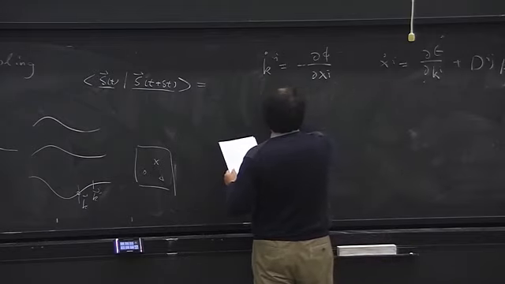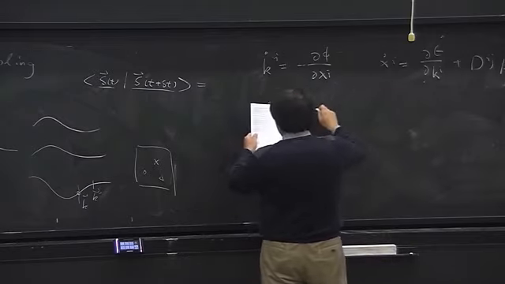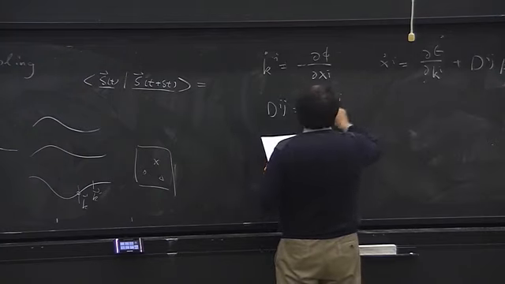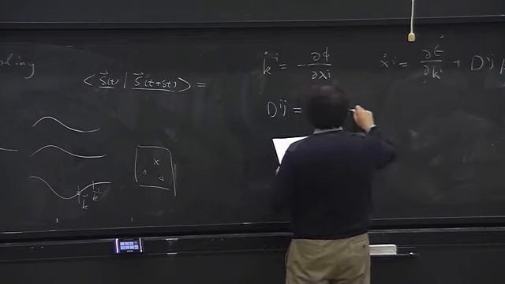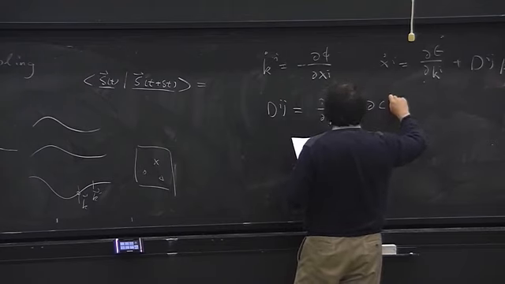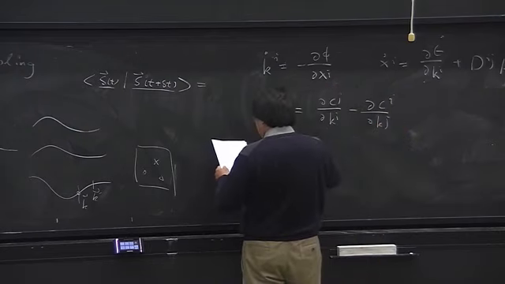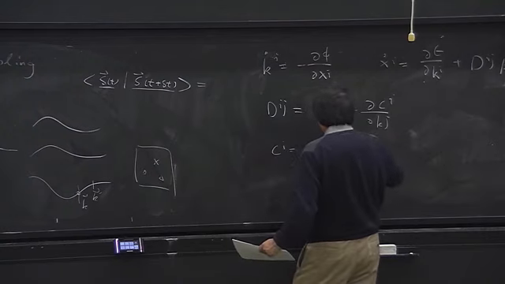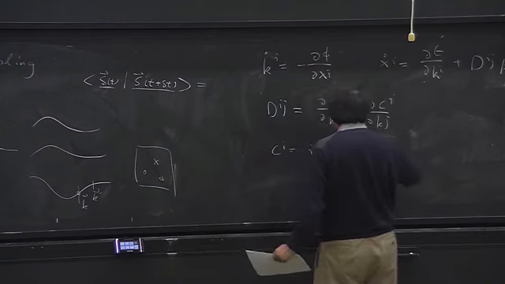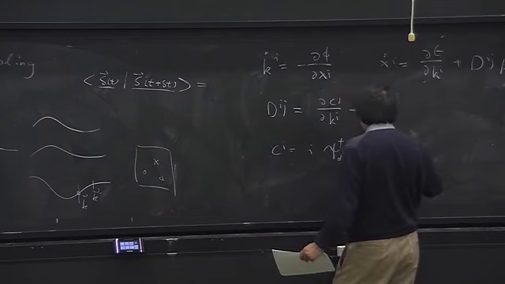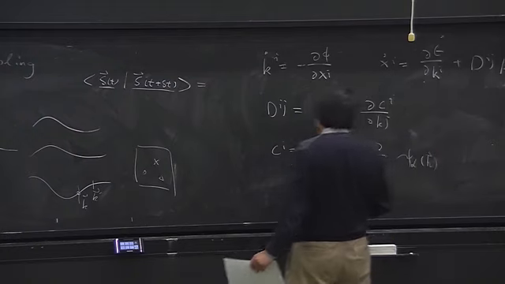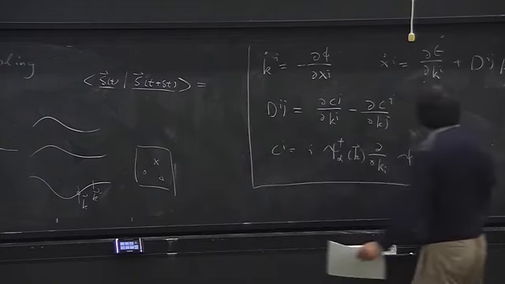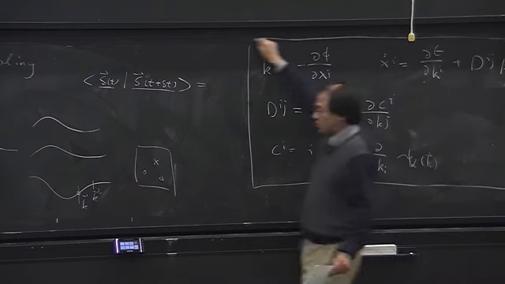Where this D_ij is basically the crystal momentum, and where C_i is equal to, I think, i. So basically this is the result.